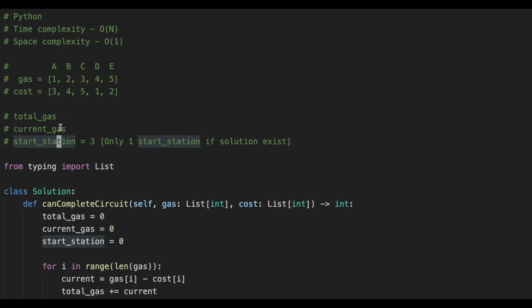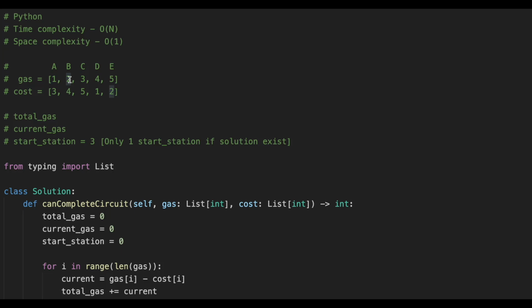The way we are going to do that is to maintain a current gas variable, and at each step check whether it can be a starting position. For example, can A be a starting position? No, it cannot, because we are taking only one amount of gas and we need to spend 3 to go to B. So we cannot start from A.